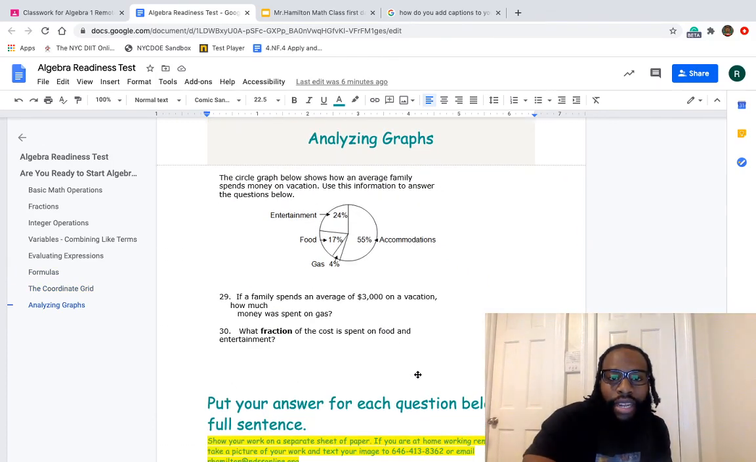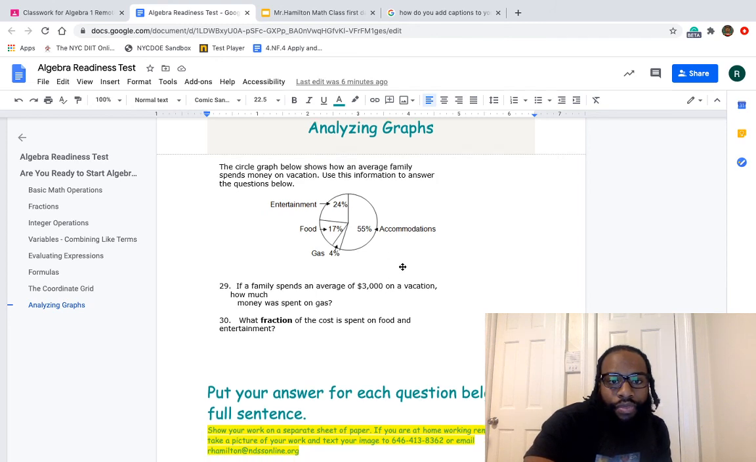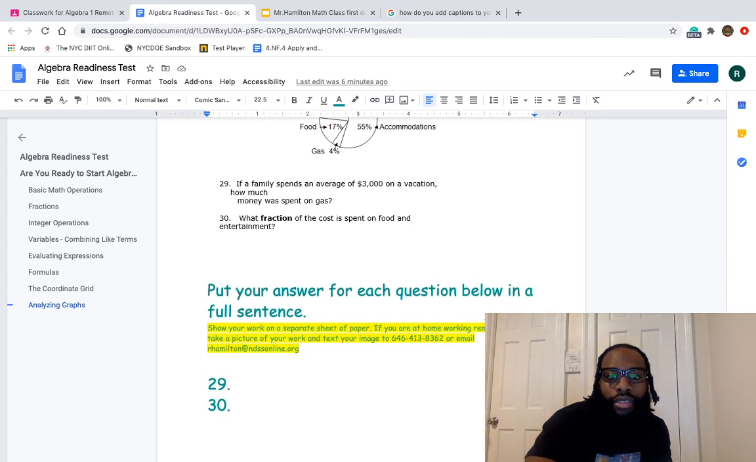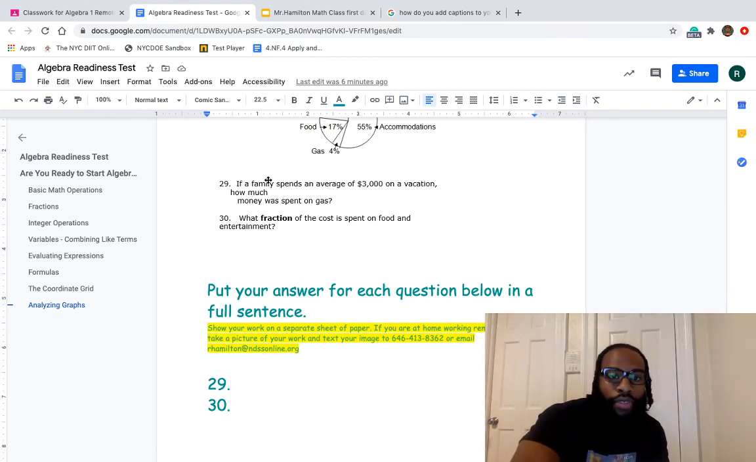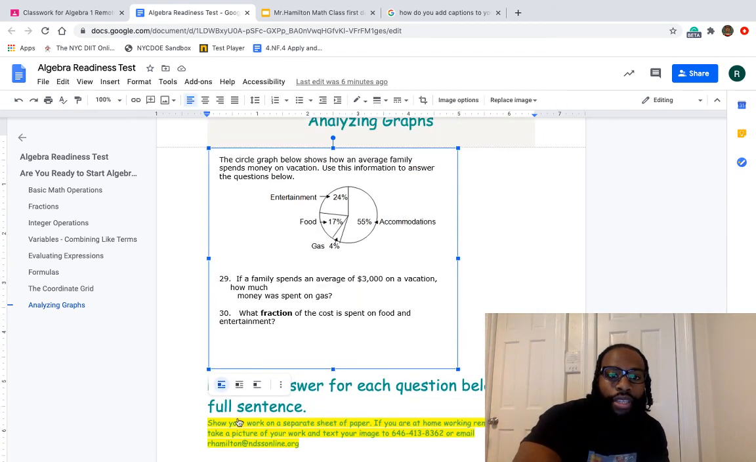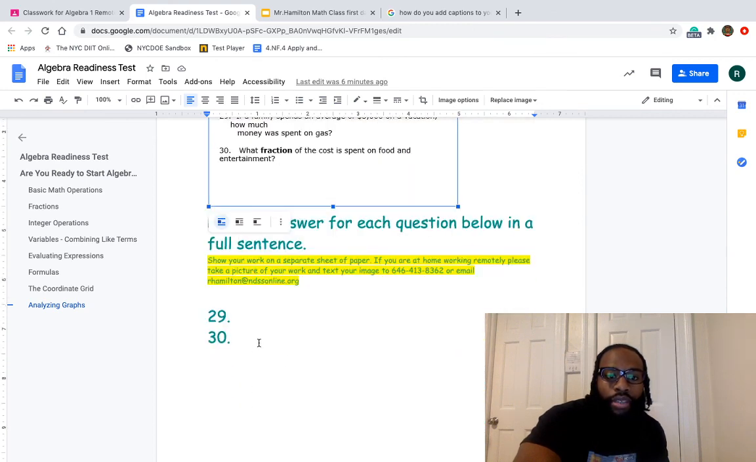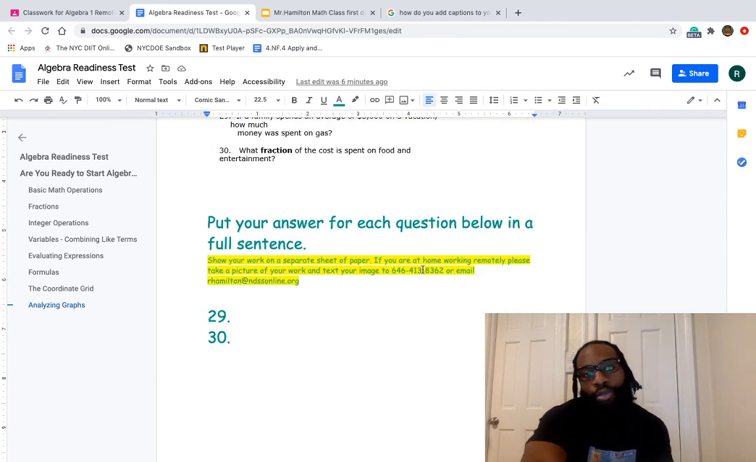And then the last but not least, analyzing graphs, right? You would put your answer for each question below in a full sentence, right? So you could answer this in a full sentence. If not, I would like you to push to go there. But if you just give me the answer, that's fine as well. So for 29, that goes here. For 30, that goes here. And that's pretty much it.